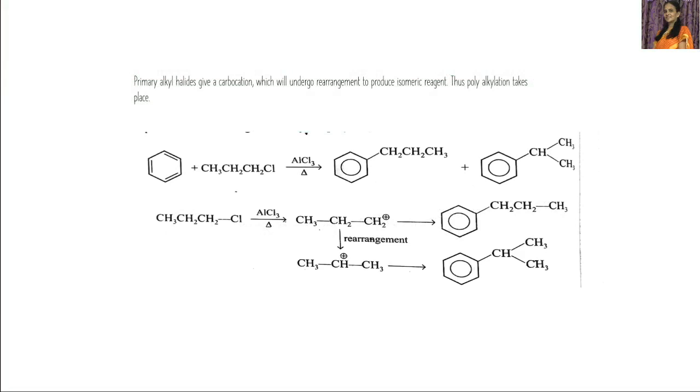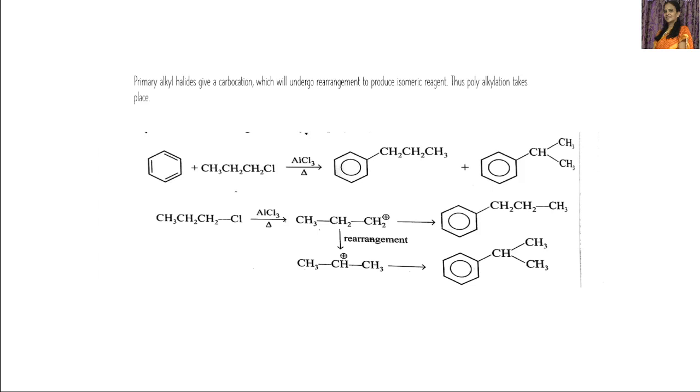Next, in this alkylation, if we consider primary alkyl halides, this is a primary alkyl halide, they give carbocations in the first step, that is the electrophile generated. These carbocations will undergo rearrangement to produce isomeric reagents, that is they get rearranged to give some other carbocation.